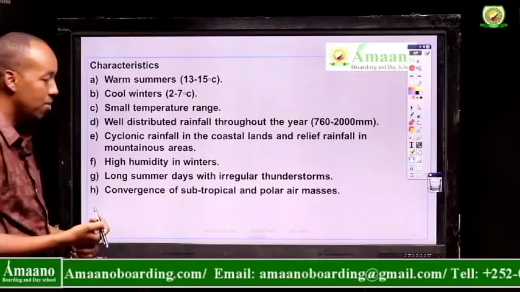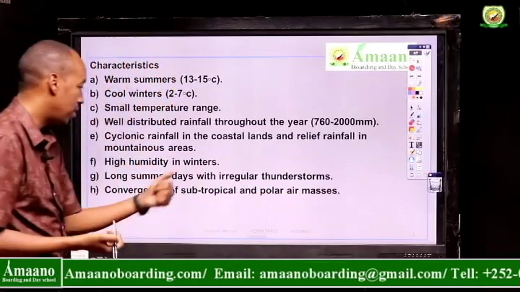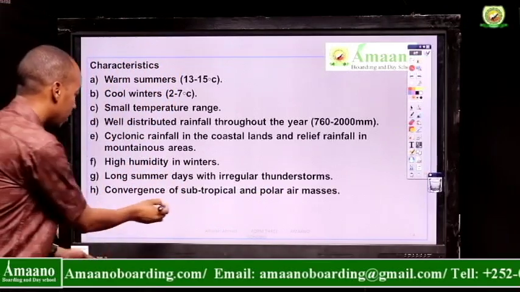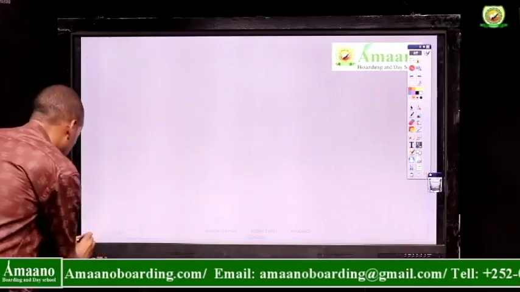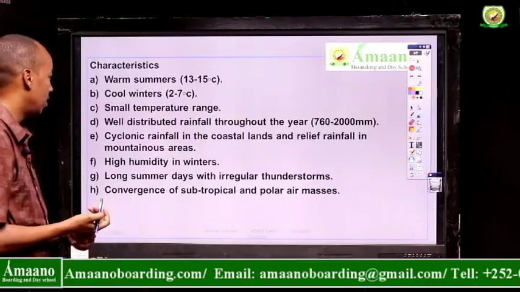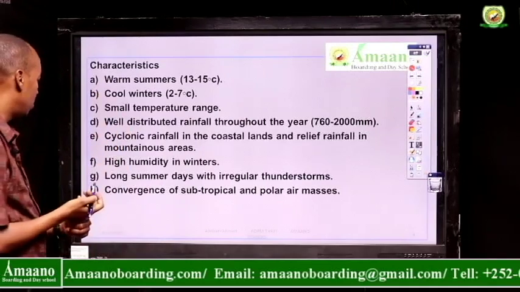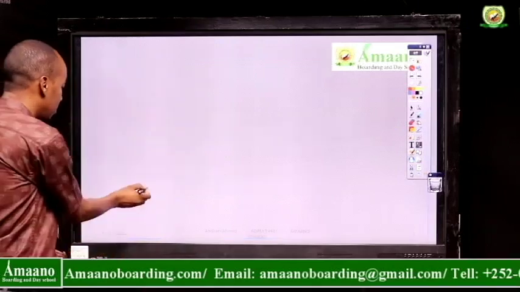Convergence of subtropical and polar air masses. These 2 air masses also meet. When these 2 air masses meet, they also bring rainfall. And the last point was that one. So generally, we talked about the characteristics. You should be familiar with at least 3 of those important characteristics. We will go to the second climatic region of the cool.